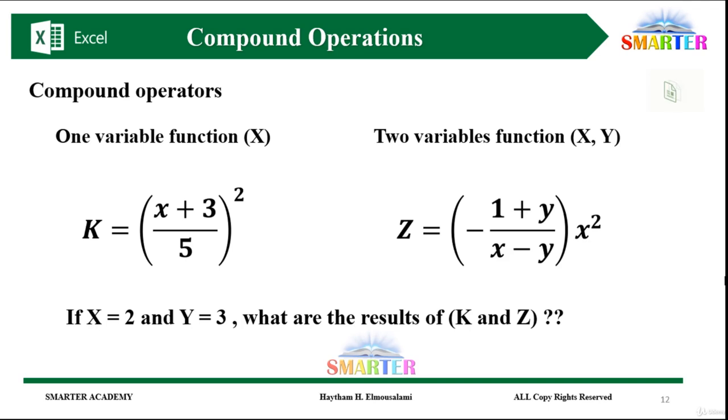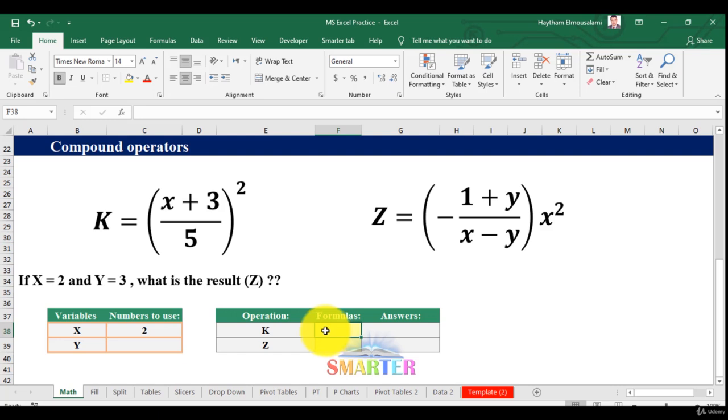Okay, let's calculate the term of k and the term of z using these equations. And what are the final values of k and z if x equals 2 and y equals 3? Let's get started and use a Microsoft Excel sheet. And the question is how to write this formula using Microsoft Excel.